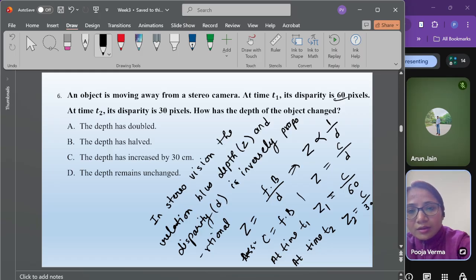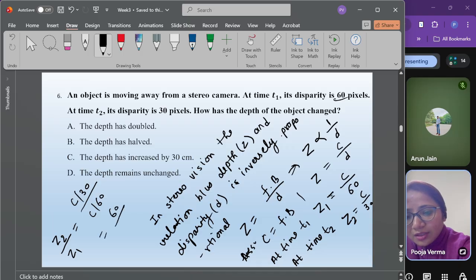So if we just take a ratio between time t1 to t2, to see how the object will change, z2 divided by z1. So z2 is c by 30 and z1 is c by 60. So here we'll get 60 by 30. It is 2, right? So depth will be double.